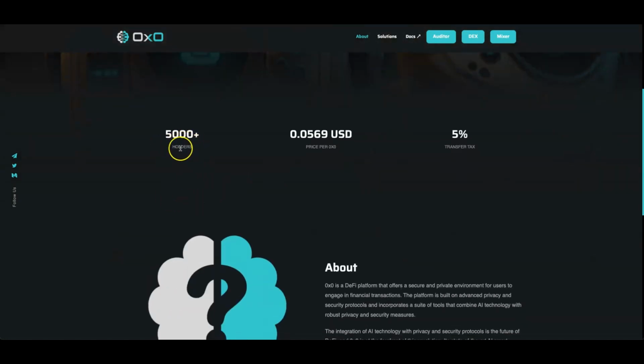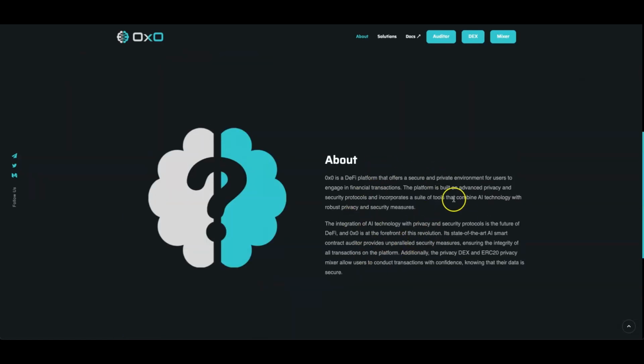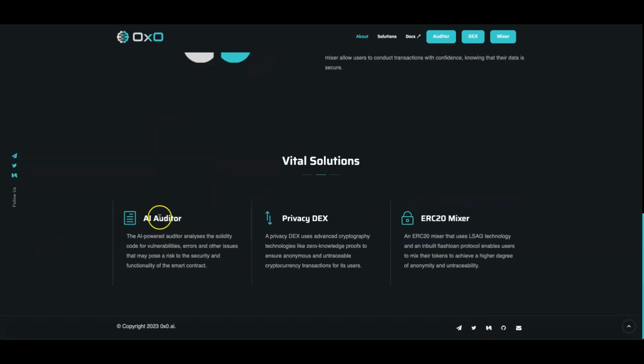They have 5,000 plus holders, as you guys can see. Transfer tax is 5%. It talks a little bit about what they're about here. And then we just talked about these. These are their three solutions that are going to be coming out. And when the DEX comes out, I'm going to be testing it out just to see how the DEX actually operates, because I believe this is going to be something very interesting, with the use case of the autonomous movement of funds, the privacy for the DEX.